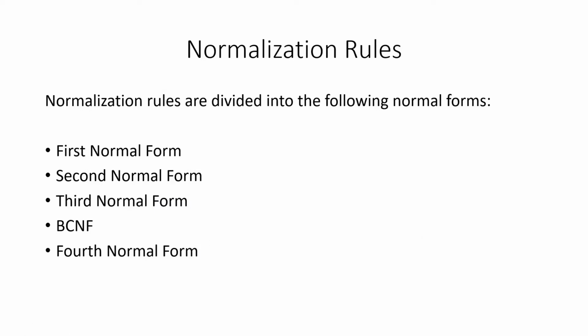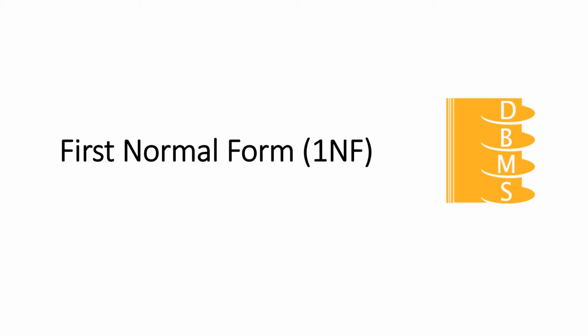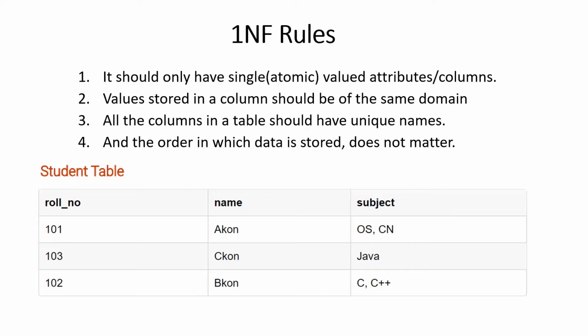Here you can see first, second, third, fourth normal forms, and BCNF. First normal form. What is first normal form? Here you can see there are some rules about first normal form. Firstly, it should only have single atomic valued attributes, and values stored in a column should be of the same domain. And all the columns in a table should have unique names, and the order in which data is stored doesn't matter.